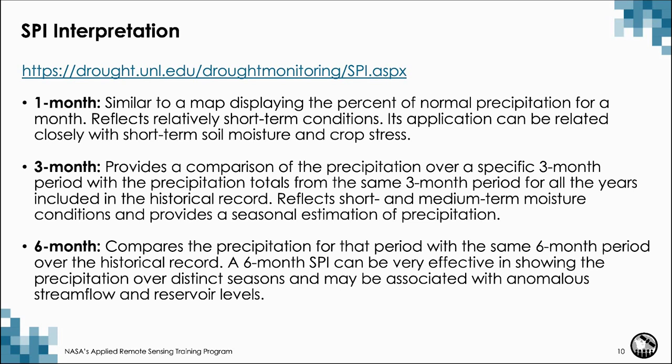It reflects short and medium-term moisture conditions and provides a seasonal estimation of precipitation. The six-month SPI compares the precipitation for that period with the same six-month period over the historical record. A six-month SPI can be very effective in showing the precipitation over distinct seasons and may be associated with anomalous stream flow and reservoir levels, as well as good for monitoring agricultural impacts.